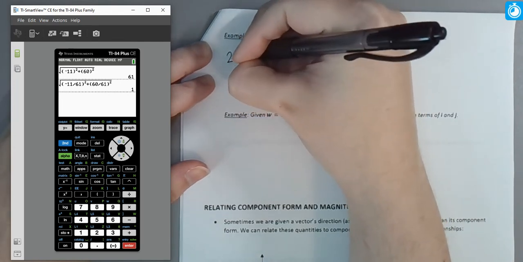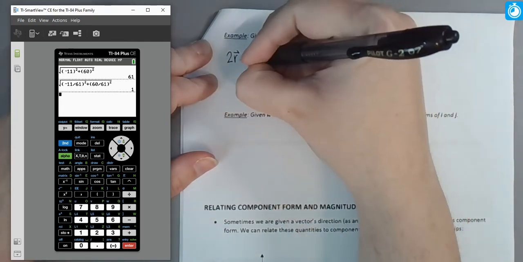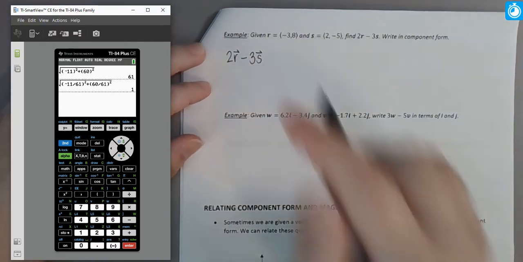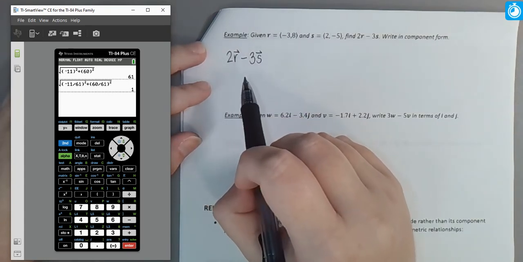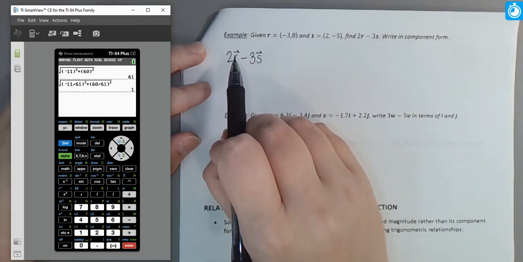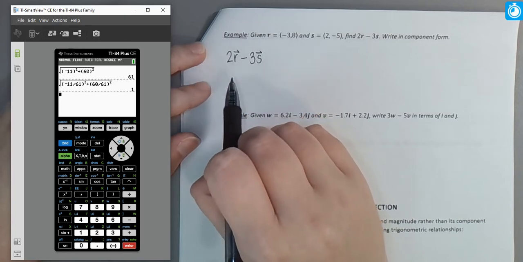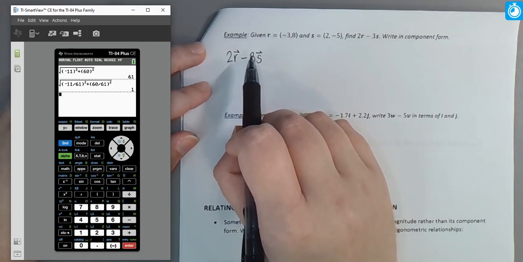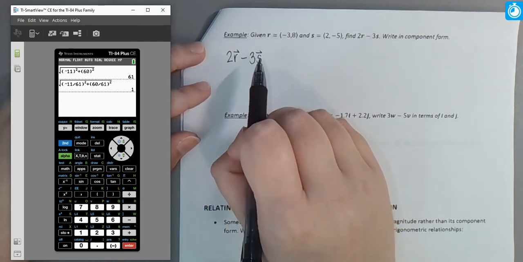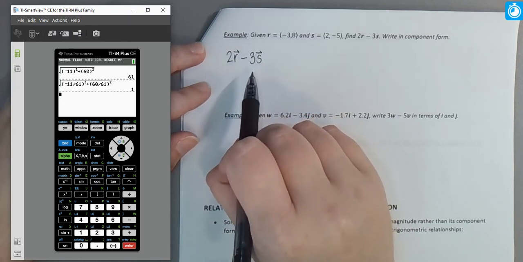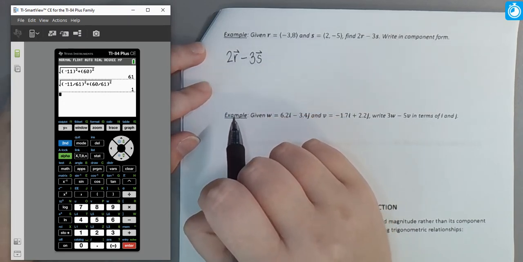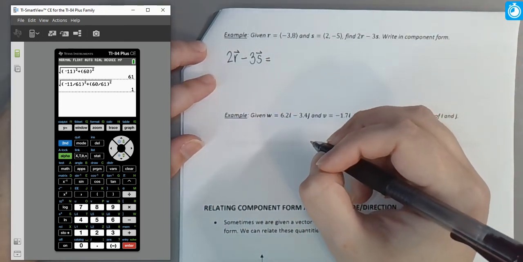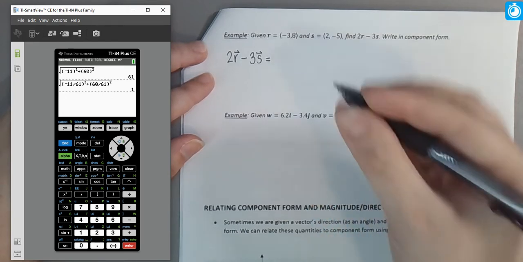So 2R minus 3S. Okay, so what's going on here? We have 3 different operations, or maybe 2, depending on how we want to think of it. So we're multiplying the vector R by a scalar 2. We're multiplying the vector S by a scalar 3, and then subtracting. Or alternatively, we can think of S as being multiplied by a -3, which would change everything to an addition. It's really up to us how we want to handle that. So essentially, it's just order of operations and what's going to look a little bit like distribution.